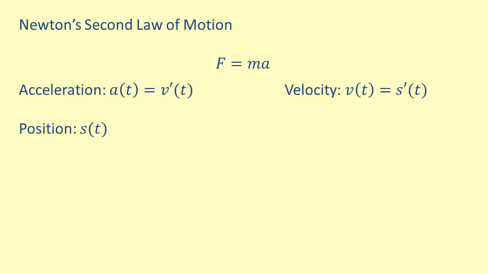Acceleration is given by a of t equals v prime of t, where v of t is the velocity, so we need to know the velocity. Velocity is given by s prime of t, where s of t is the position, so we also need to know the position of the object in question. As you can see, all of these equations depend on the variable t, which is used to represent time.